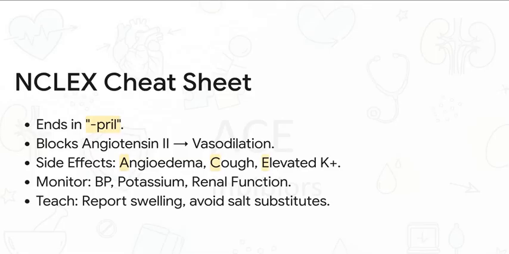ACE inhibitors end in PRIL. They work by blocking angiotensin II, which leads to vasodilation. The key side effects are ACE: angioedema, a dry cough, and elevated potassium. Your job as the nurse is to monitor their blood pressure, their potassium levels, and their renal function.